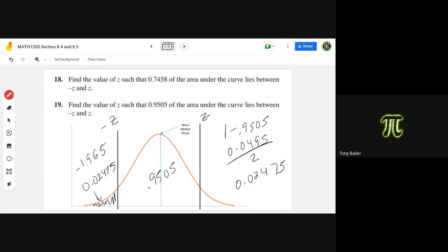It doesn't make a difference if you divide by 2 and subtract from 0.5 or do 1 minus it. It's going to give you the same answer at the end.